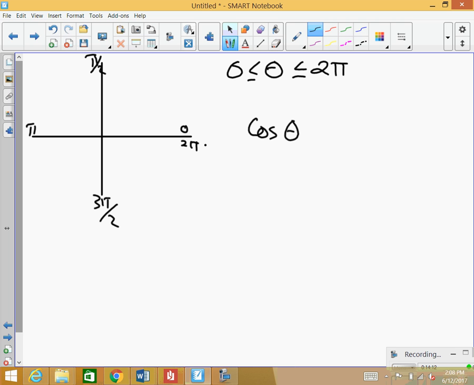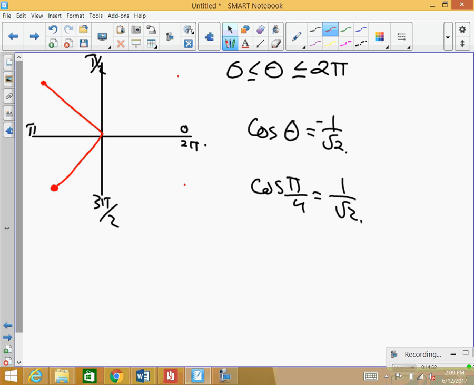cos theta equal to negative 1 over root 2. So right off the bat, I recognize that that's one of my special angles, and I know that cos pi over 4 is equal to positive 1 over root 2. But because it's negative, I know the two angles, or two thetas I'm looking for, have to be in the two quadrants where cos is negative. So it's not going to be in quadrant 4, and it's not going to be in quadrant 1. They're both going to be here in quadrant 2 and quadrant 3.